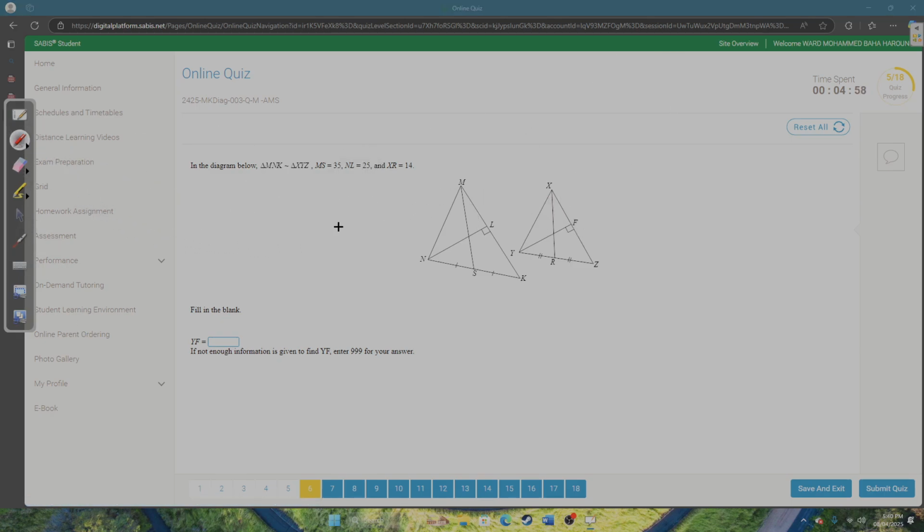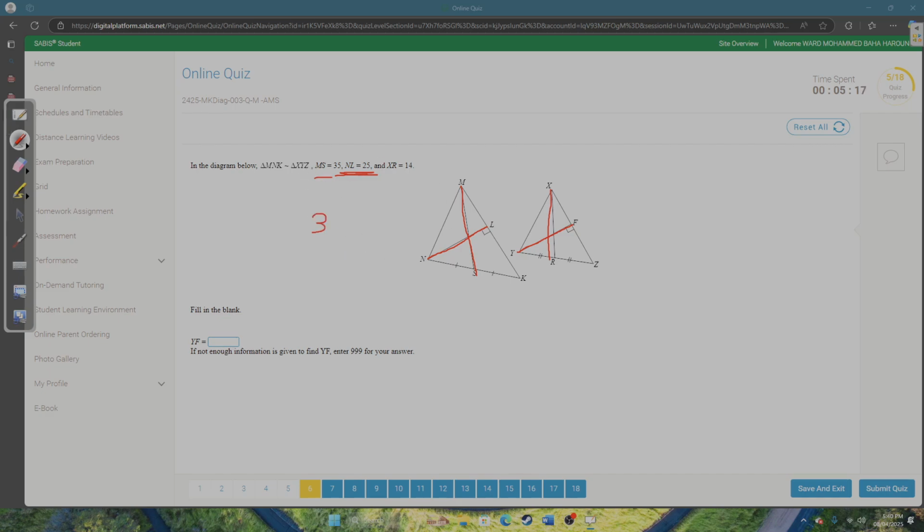Okay. For this one, they're asking for YF, which is this one. If you want to put numbers over the other number, it needs to be similar. So if you want to put something over YF, it needs to be NL, and they gave us NL here. And we can take MS and XR because they're also similar. See, MS is here, and XR is here.